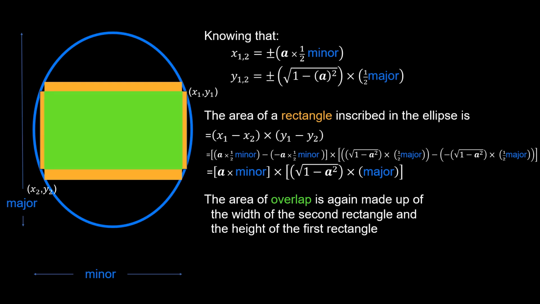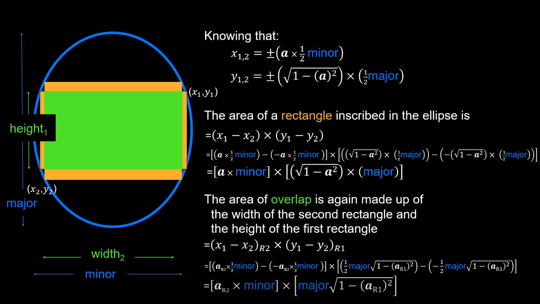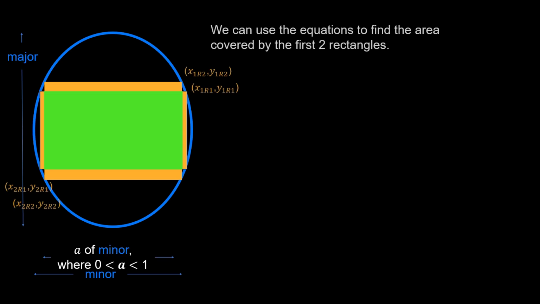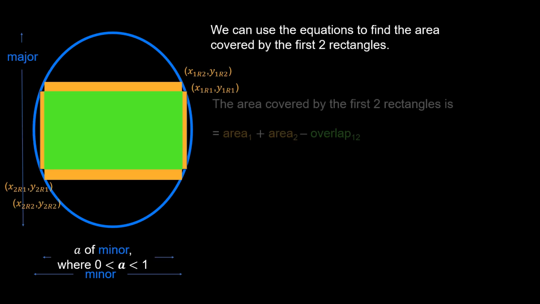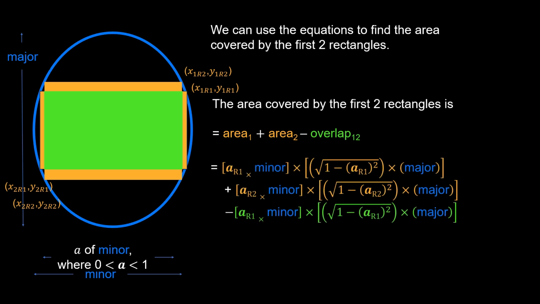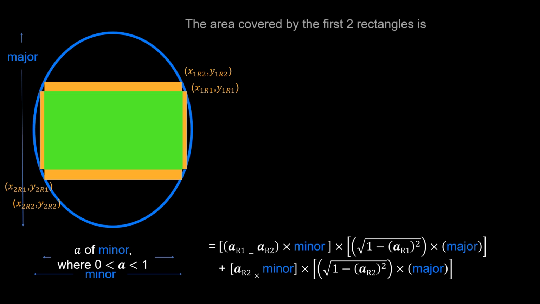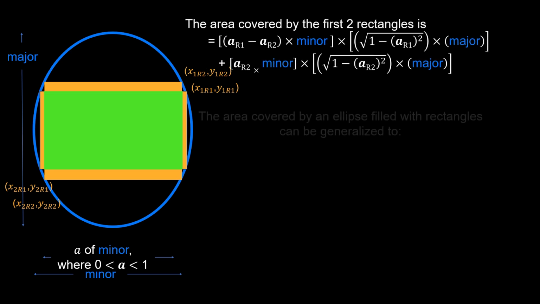The area of overlap is again made up of the width of the second rectangle and the height of the first rectangle. We can use the equations to find the area covered by the first two rectangles, and that is the area of rectangle 1 plus the area of rectangle 2 minus their overlap. We now have an equation for the area covered by the first two rectangles.